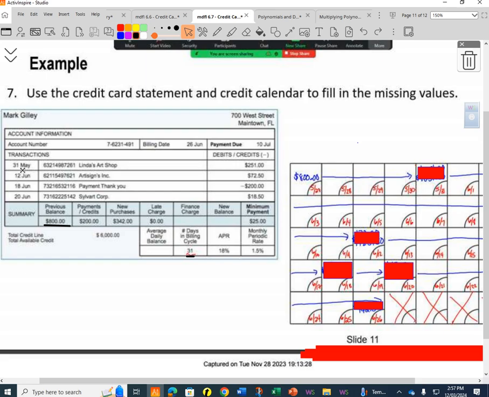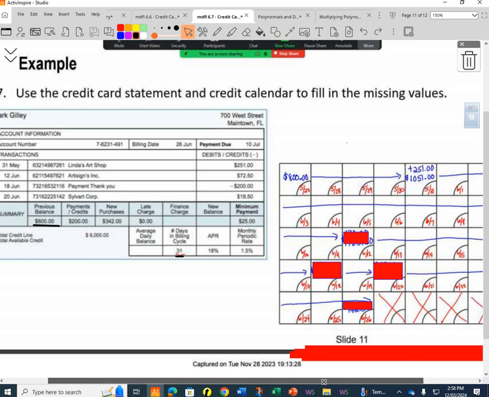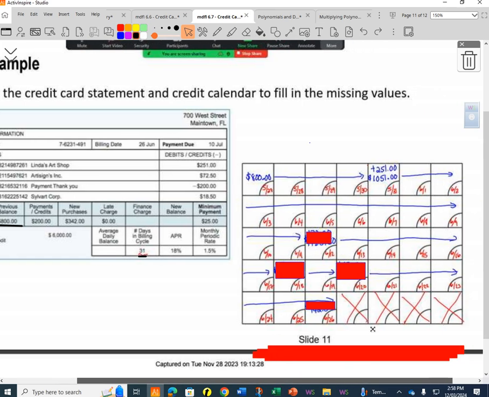We did not make any purchases or any payments until May 31st, so his balance stayed $800 until the 31st of May, and on the 31st of May we went to his art shop and charged $251. So now his balance is the sum of $251 and $800. He doesn't make another purchase or payment until June 12th. So his balance stays at $1051 all the way down until June 12th.